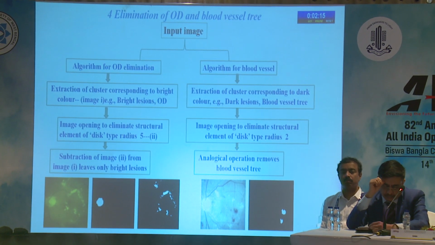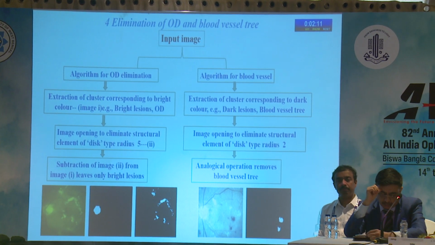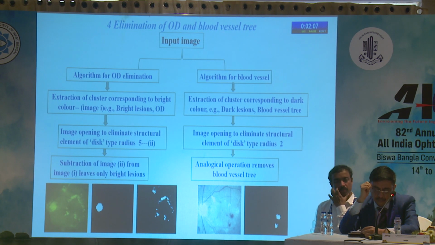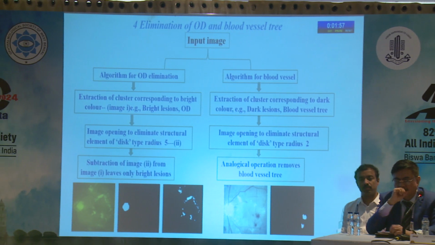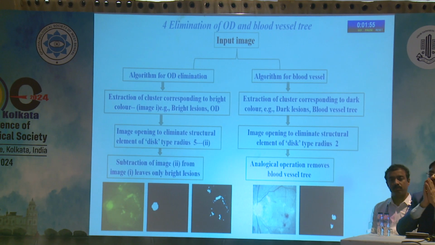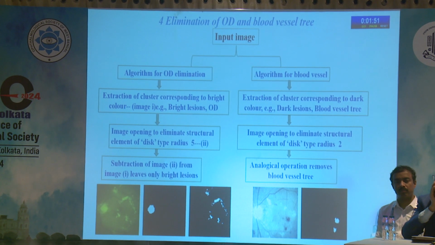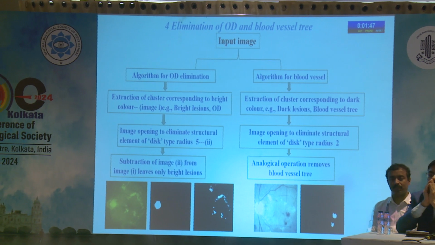So now for the optic disc elimination, extraction of cluster corresponding to bright color like optic disc and bright lesions are done. Then image opening to eliminate the structural element of disc type radius 5 is done. Now the image 2 is subtracted from the image 1, which leaves only the lesions. And this similar kind of thing is done with the blood vessel elimination, and in that the disc type 2 is applied.